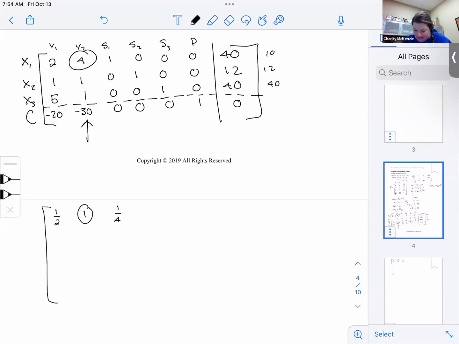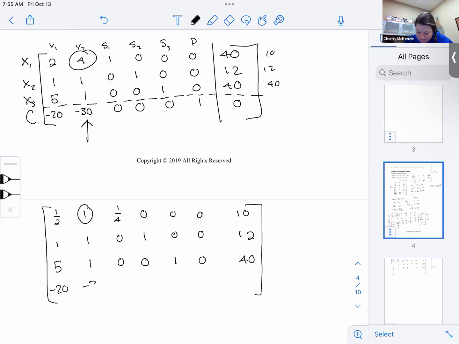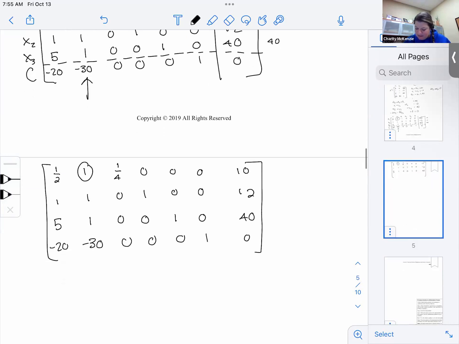0 divided by anything is 0, and then a 0, then a 0. 4 divided by 4 is 10. Only a couple fractions. The others stay the same. So 1, 1, 0, 1, 0, 0, 12. 5, 1, 0, 0, 1, 0, 40. Okay, negative 20, negative 30, 0, 0, 0, 1, 0. All right, these lines here.